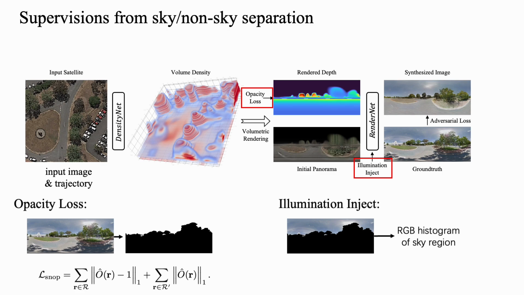To address these issues, we apply non-sky opacity supervision by taking pseudo-sky masks from an off-the-shelf sky segmentation model and using L1 loss functions to supervise the rendered opacity. For tackling the illumination difference in the ground truth images, we inject the RGB histogram of the sky region in each ground truth to the RenderNet during training. This allows the model to focus on the scene rather than being disturbed by the variable illumination.